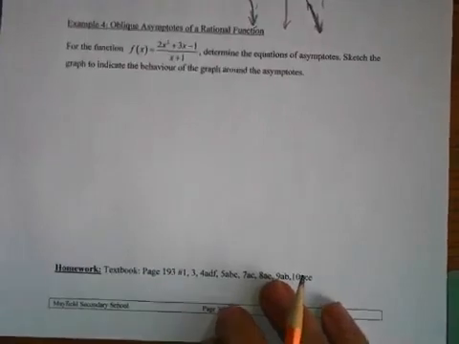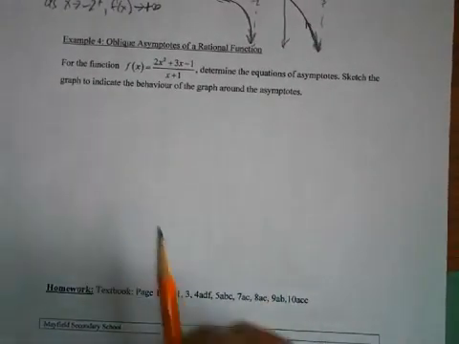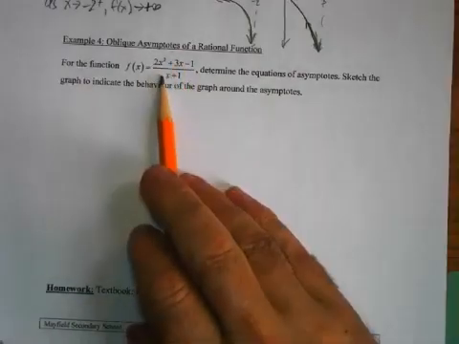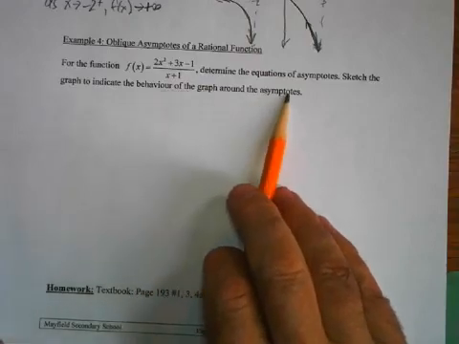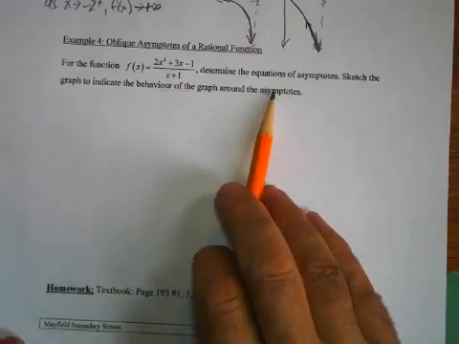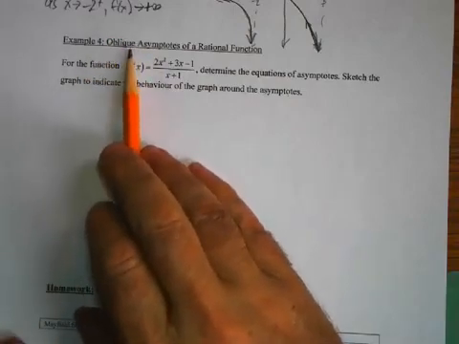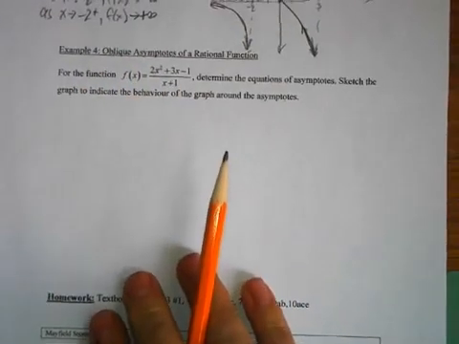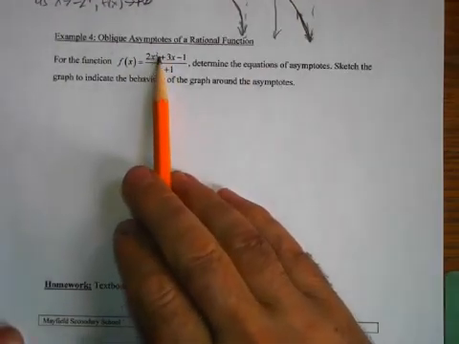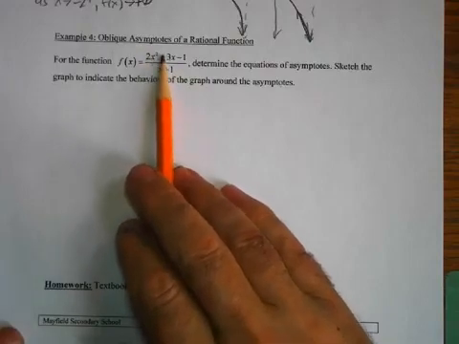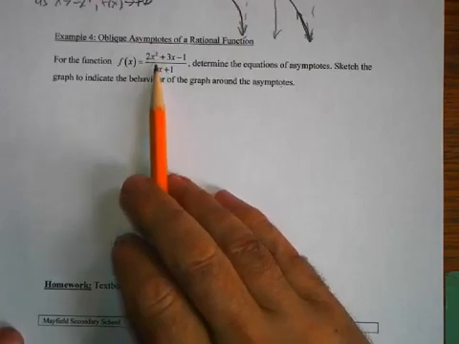We'll do the last example, which is an oblique asymptote. So basically, here's the function: determine the equations of asymptotes, and sketch the graph to indicate the behavior of the graph around the asymptotes. I kind of ruined the surprise here with the heading. This is going to be oblique, but you will know that's oblique because the degree of the numerator is exactly 1 more than the denominator. So this is degree 2, this is degree 1. 1 higher means it's oblique.